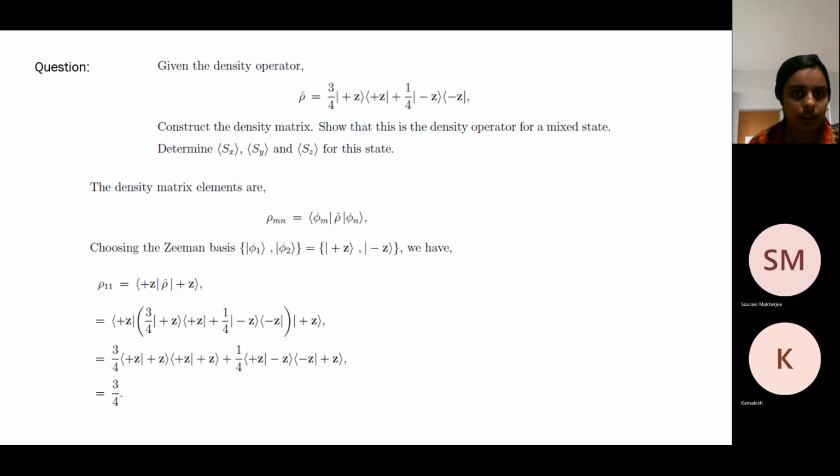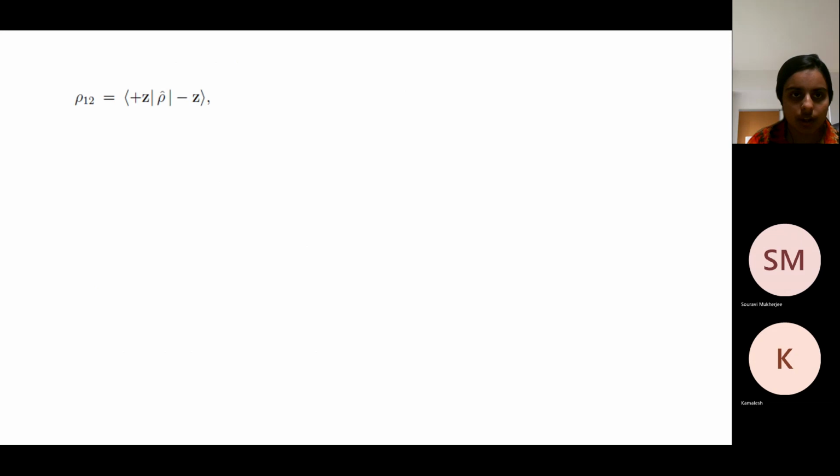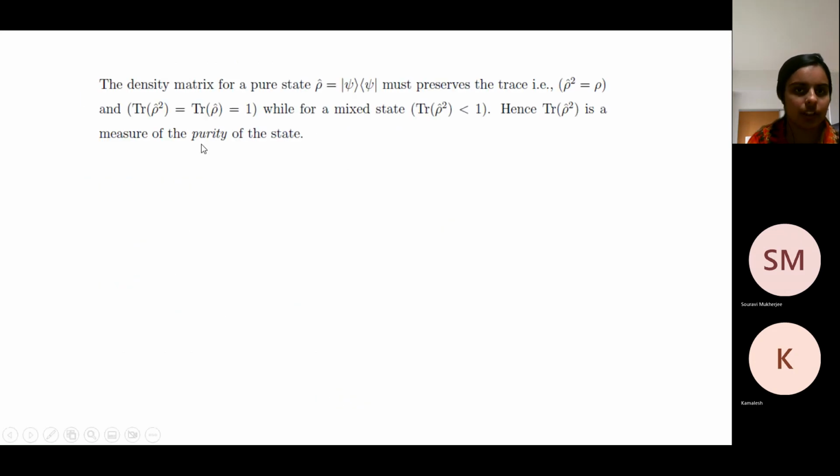While if you have a pure state, then rho square is equal to rho, and then the trace of rho square is equal to 1, right? So in a way, the trace of rho square gives you a measure of the purity of the state. If it is equal to 1, then it's a pure state. If it is less than 1, that is, if it is not equal to 1, then it's a mixed state.